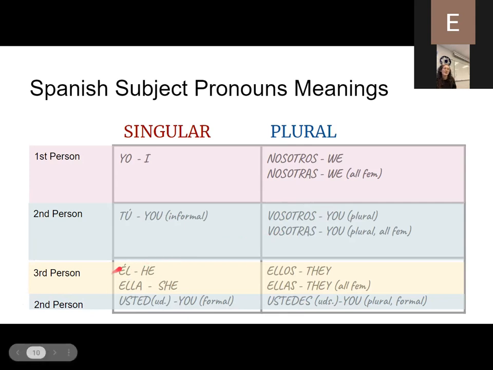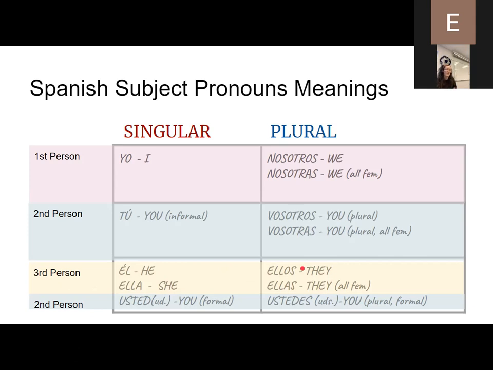And then finally, we have él and ella, our third person. If we're talking about the third person, that means that we are talking to someone about a different group of people. So he or she or they: él, ella, and ellos or ellas.